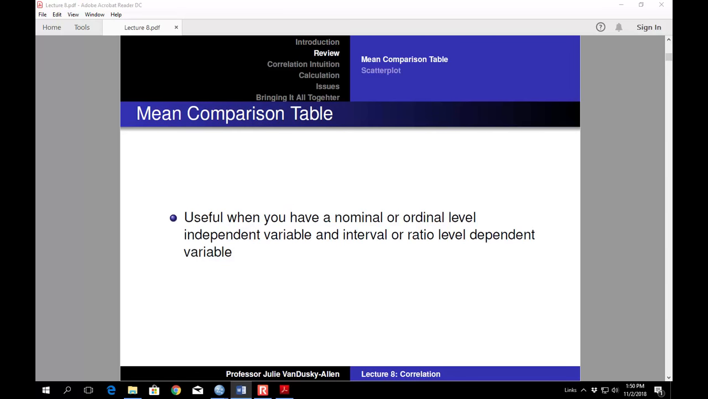Before I discuss correlation, I would like to review two basic statistical methods you should be familiar with by now: mean comparison tables and scatter plots. Mean comparison tables are useful when you have a nominal or ordinal level independent variable and interval or ratio level dependent variable.